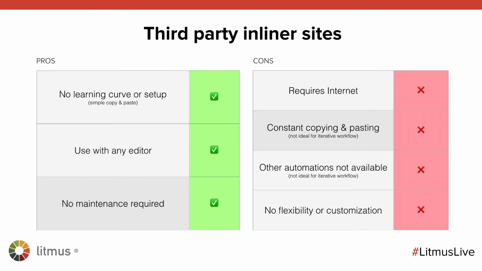Other automations aren't available as a part of this, right? It's just a simple copy and paste for inlining. So if you want to add other task runner optimizations on top of it, which we'll get to in a minute, it's not included in that type of workflow. And there's no flexibility or customization. Since you're relying on these other sites, you can't put any of your own customizations on top of it that you might want for your workflow. So those are the things to weigh out when you're using a third-party inliner site.